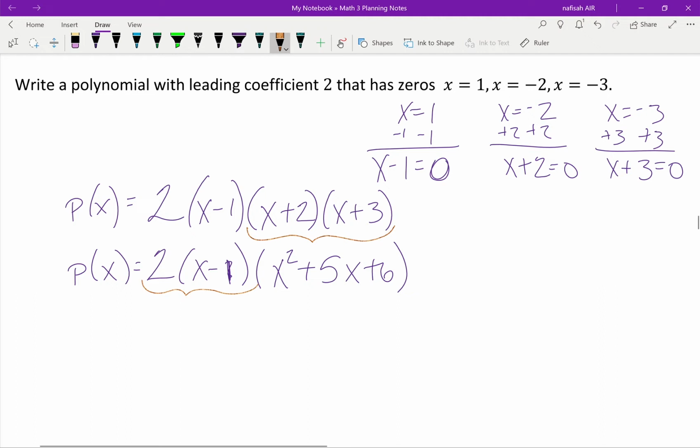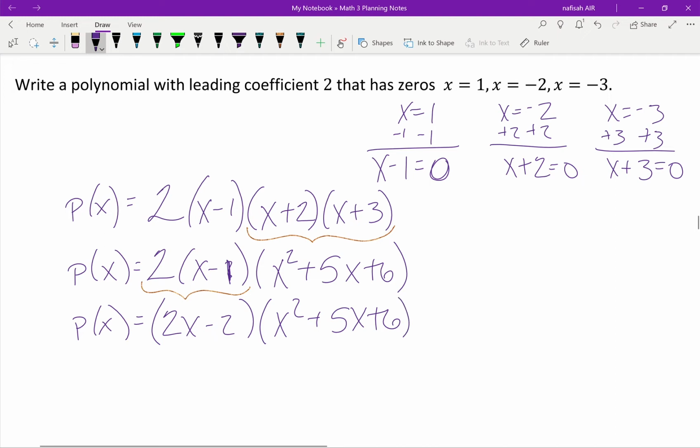It doesn't matter what you choose. If you like, you can take the x minus 1 and multiply it by the x squared plus 5x plus 6. It's your choice. I'm choosing to do these two. And so then I'll have that 2 times x minus 1 will turn into 2x minus 2. And I still have an x squared plus 5x plus 6. I only have one more set of parentheses to multiply together, one more set of polynomials. So I multiply the 2x minus 2 by the x squared plus 5x plus 6.